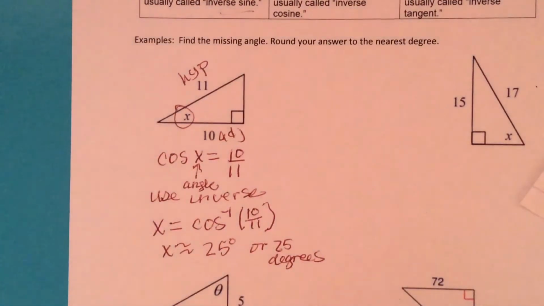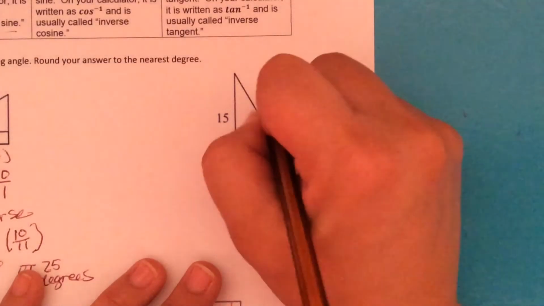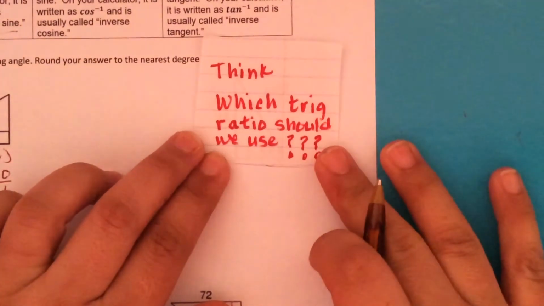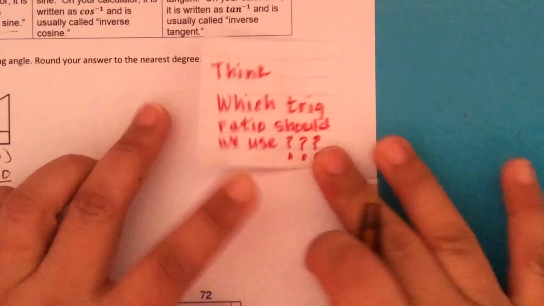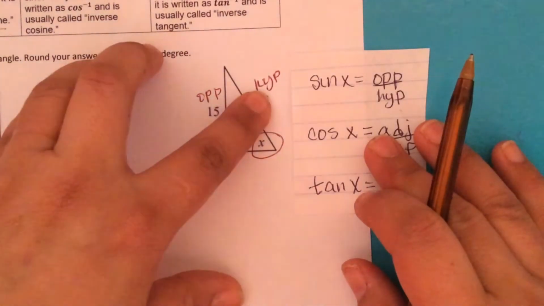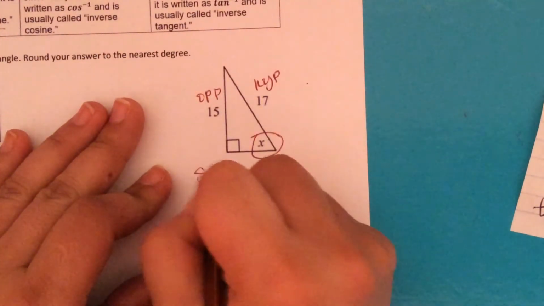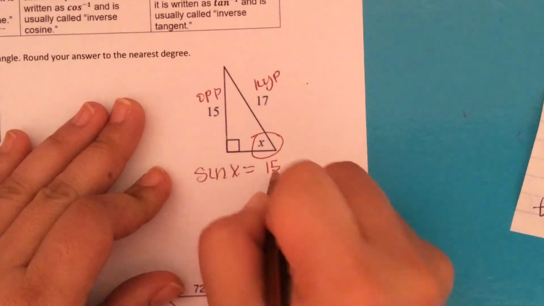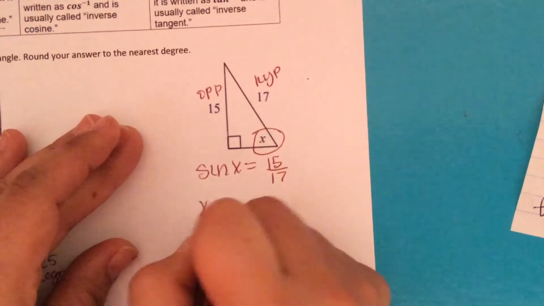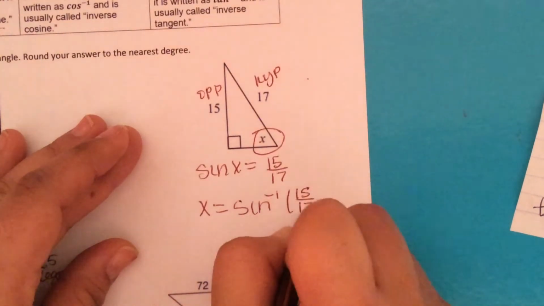Okay, let's move on to this one. First, we label the triangle, so we're finding that x. This is the hypotenuse, and this is the opposite. So again, we're going to think, which trig ratio should we use? Well, let's see which ones we have. We have the sine, the cosine, and the tangent. We want opposite and hypotenuse. Well, opposite and hypotenuse is the sine. So we're going to do the sine of x is equal to 15 over 17. So we're talking about the angle x, so we have to use the inverse. x is equal to sine inverse of 15 over 17.